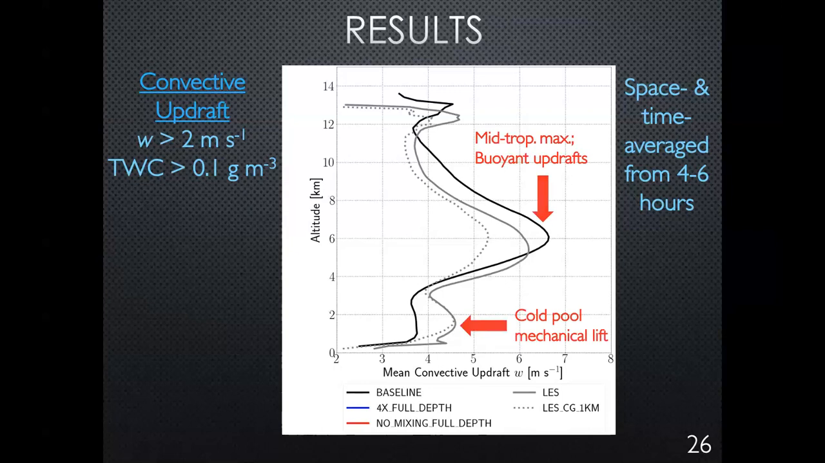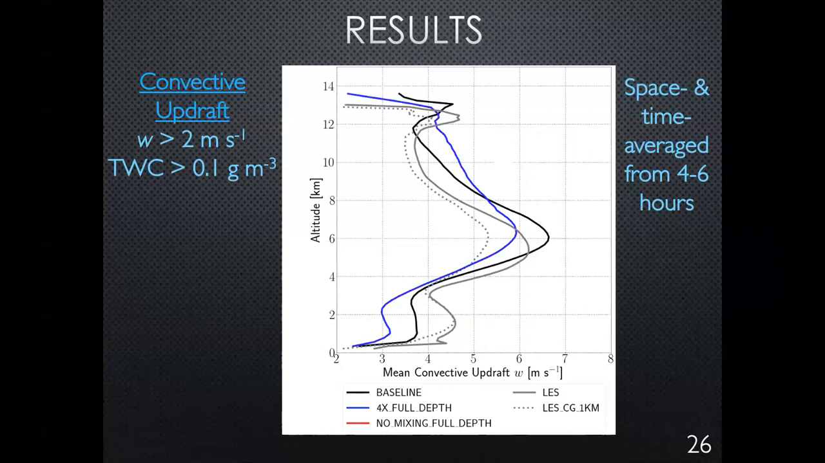Now, looking at the comparison between our baseline simulation at 1 kilometer and our large eddy simulation shown in gray, we see that below 5 kilometers, the baseline simulation is producing smaller vertical velocities, but at upper levels above 5 kilometers, it produces larger vertical velocities, which is a known bias in 1 kilometer grid spacing simulations.